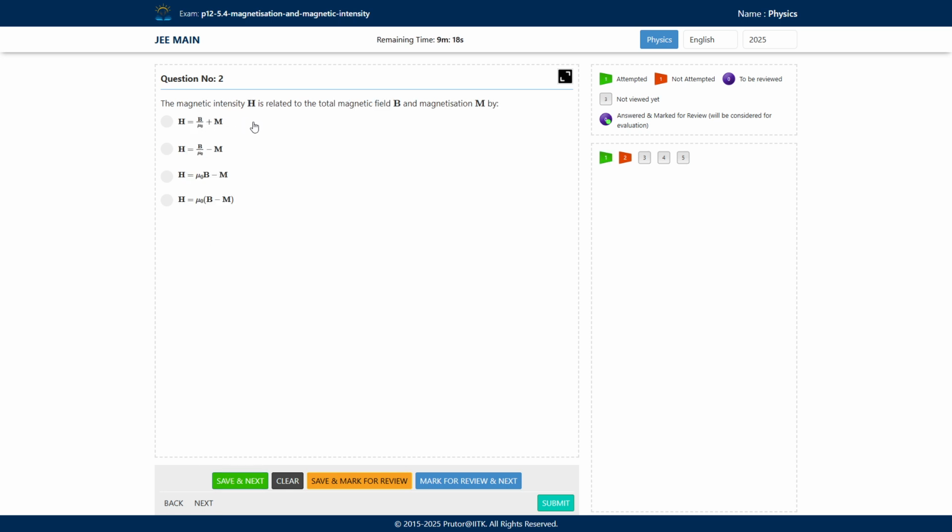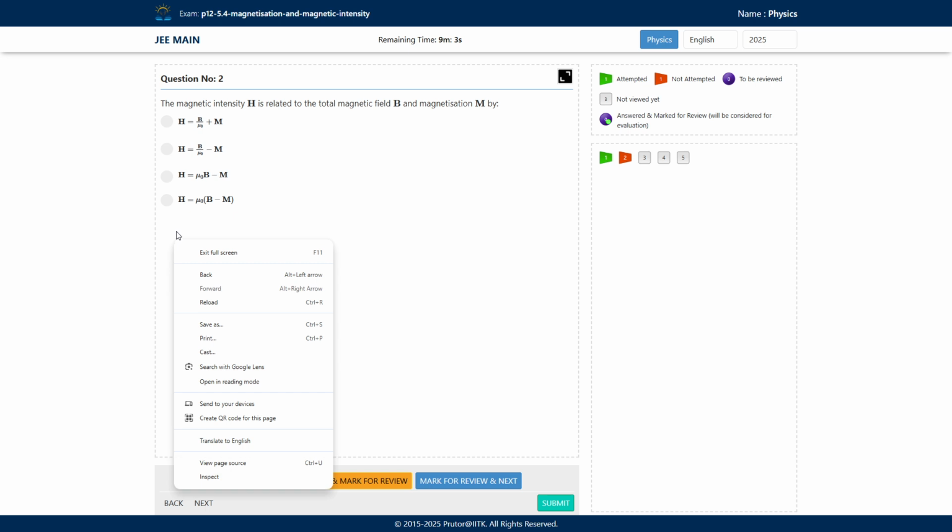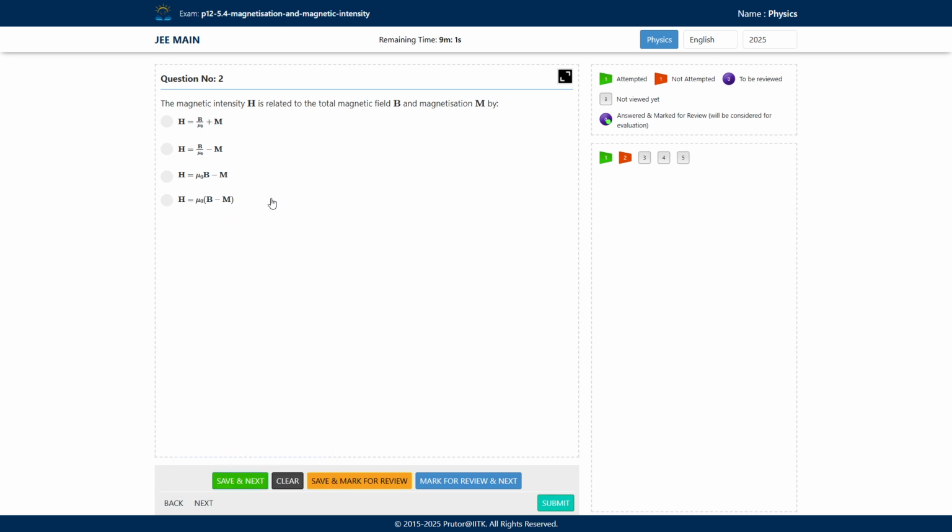The magnetic intensity H is related to the total magnetic field B and magnetization M by H is equal to B by mu naught plus M, H is equal to B by mu naught minus M, H is equal to mu naught B minus M. Okay, B.